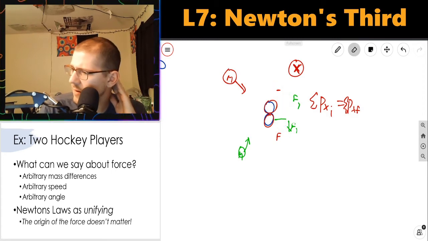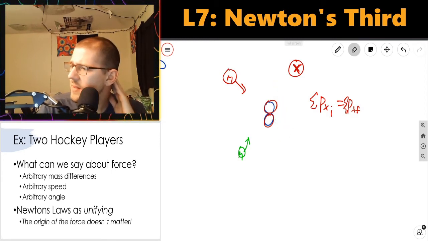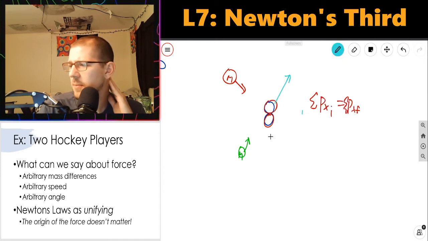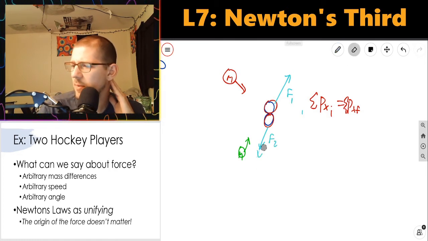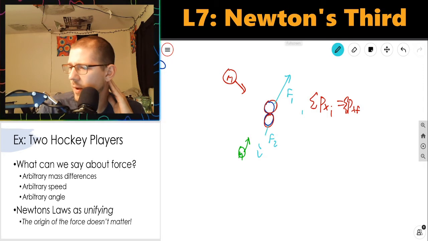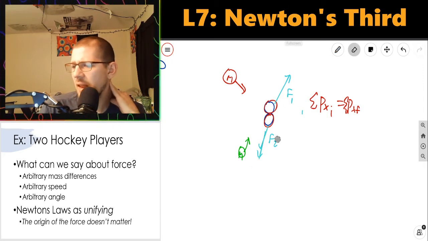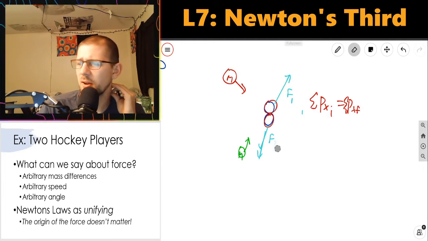So here's the right answer. The right answer is any set of forces which are equal and opposite. This could be an example of a right answer: force 1, force 2, where force 1 is the same size as force 2. Let's try to make sure that I'm drawing them symmetric. There we go. That's one example of a right answer. It could be at any angle as long as they're 180 degrees away from each other.